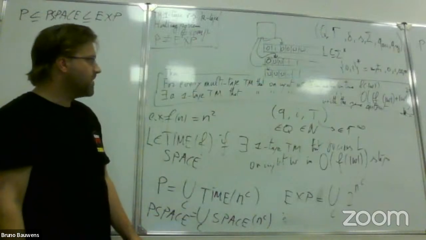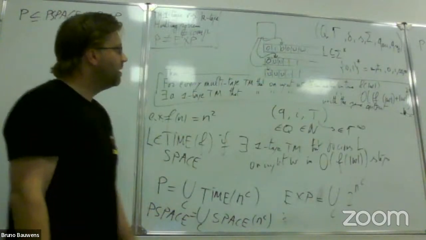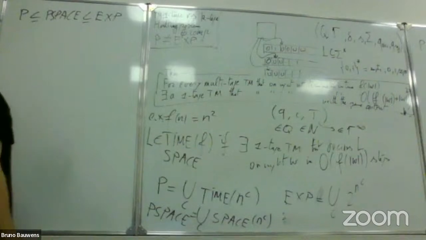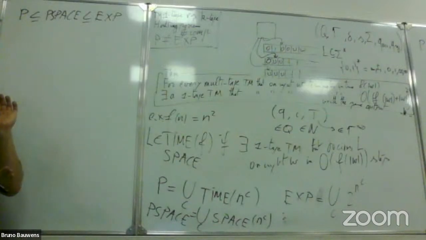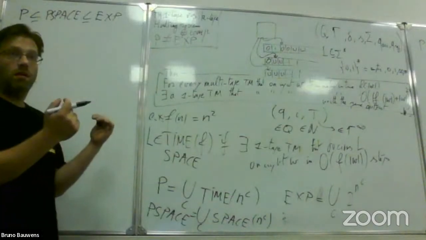Now I claim that if a machine makes a computation using at most S tape cells, then it will use at most 2 to the power order of S time. Why? The number of tape contents is of size gamma to the power of n.